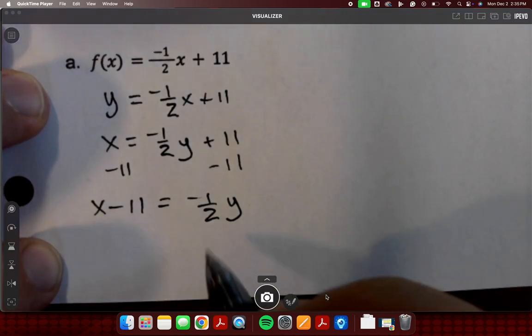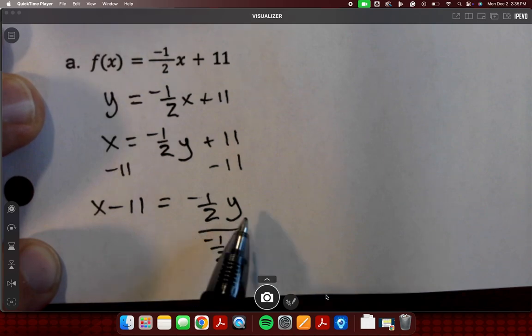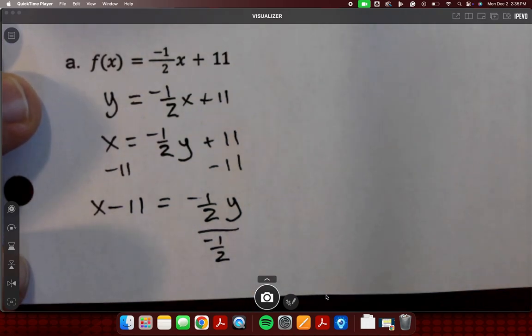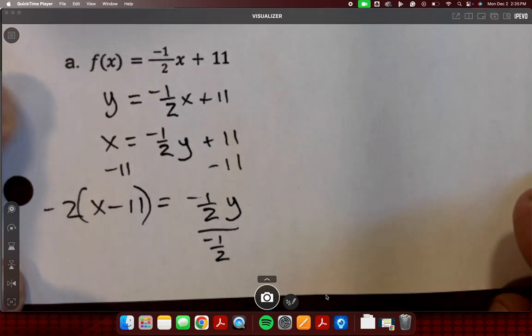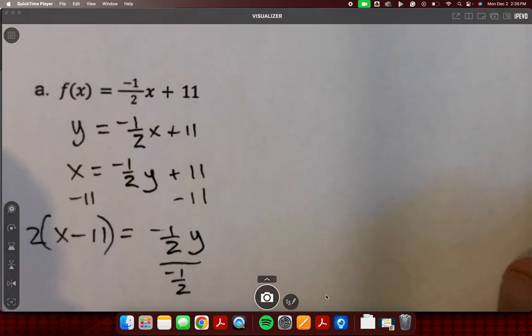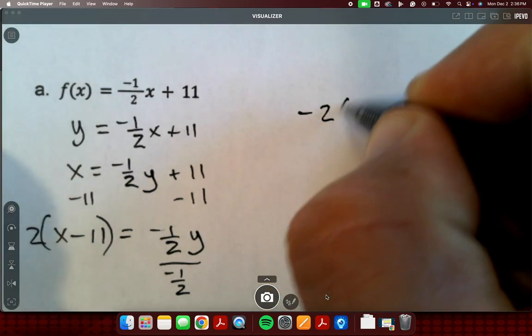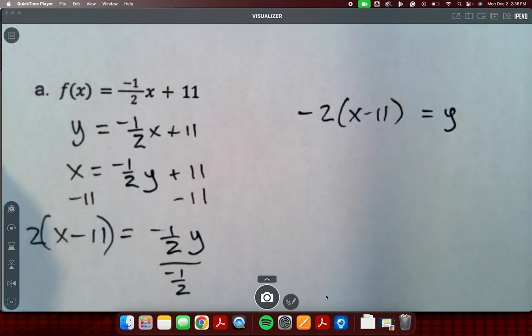And I need to divide both sides by negative 1/2, because it's negative 1/2 times y, so I'll do the opposite and divide. You need to remember that dividing by a fraction is the same as multiplying by its reciprocal. So we're really multiplying both sides by -2. So we have -2 times x minus 11 equals y.